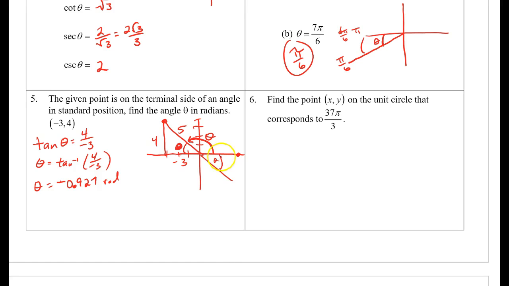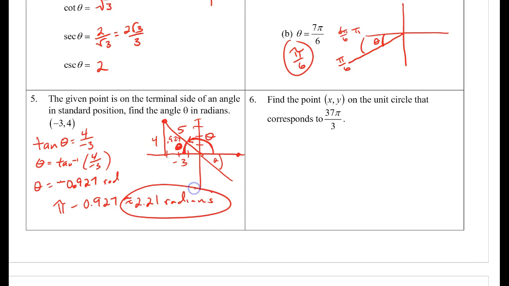So we're obviously not at negative 0.927 because that's over here in quadrant 4. But we do know that reference angles are always equal. So this angle up here that's inside this reference angle is positive 0.927. So the angle that we're looking for is pi minus 0.927, which leaves me with an angle of about 2.21 radians, and that's going to be my final solution there.